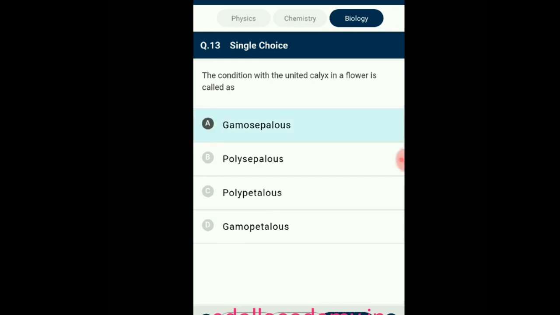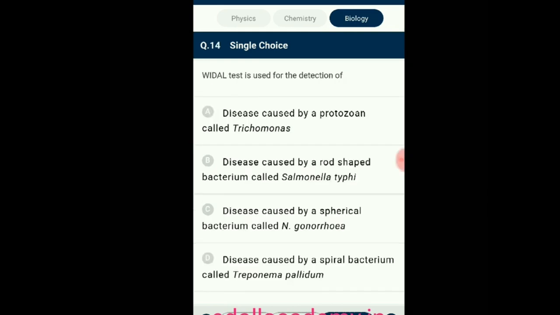Gamosepalous. Question number 14. Widal test is used for the detection of typhoid in humans, also known as enteric fever. It is caused by rod-shaped bacteria known as Salmonella typhi. So the answer for this question is option B. This is caused by rod-shaped bacterium called Salmonella typhi.